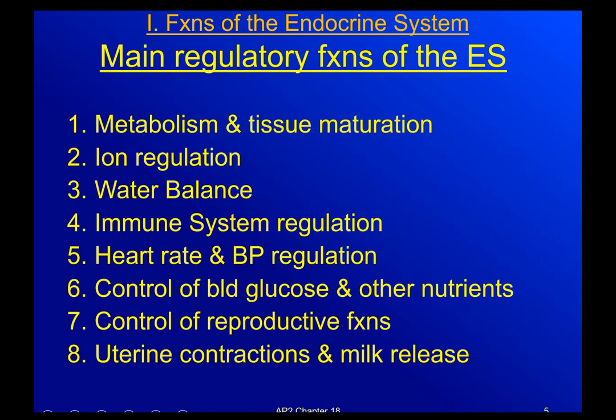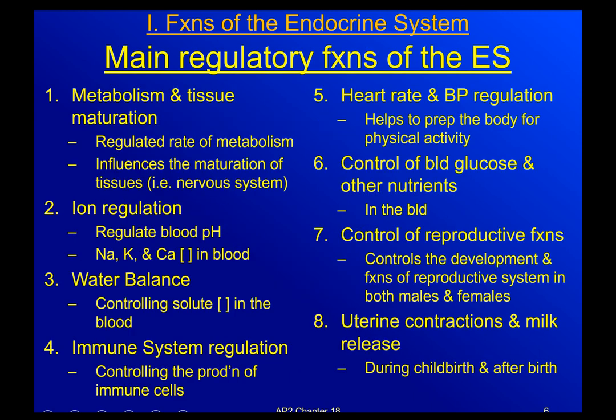Okay, so functions. We have 8 functions that we're going to talk about when it comes to the endocrine system. Metabolism and tissue maturation, ion regulation, water balance, immune system regulation, heart rate and blood pressure regulation, control of blood glucose levels and other nutrients, and control of reproductive functions, as well as uterine contractions and milk release. So, metabolism and tissue maturation.